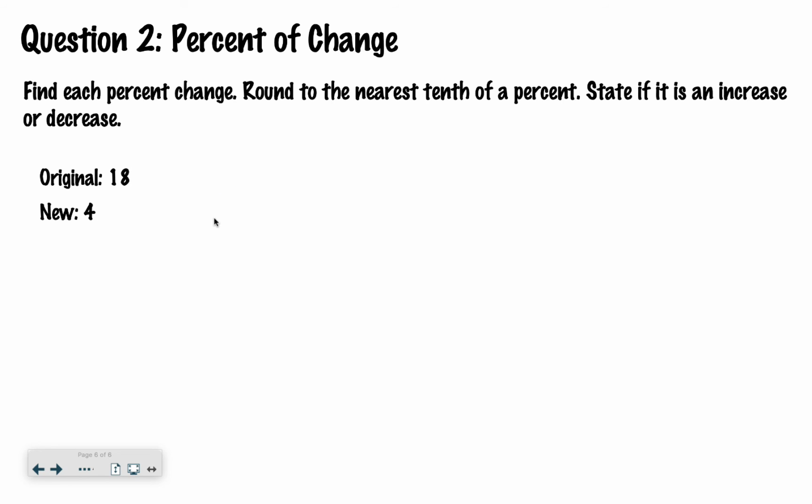All right, your turn. Find the percent change, round to the nearest tenth of a percent. Oh, sorry, I didn't do nearest tenth on the last one because it was repeating. If I did nearest tenth on the last one, it'd be 36.4. The 6 would change the 3. Anyways, on this one, round to the nearest tenth of a percent. State if it is an increase or decrease. Good luck.